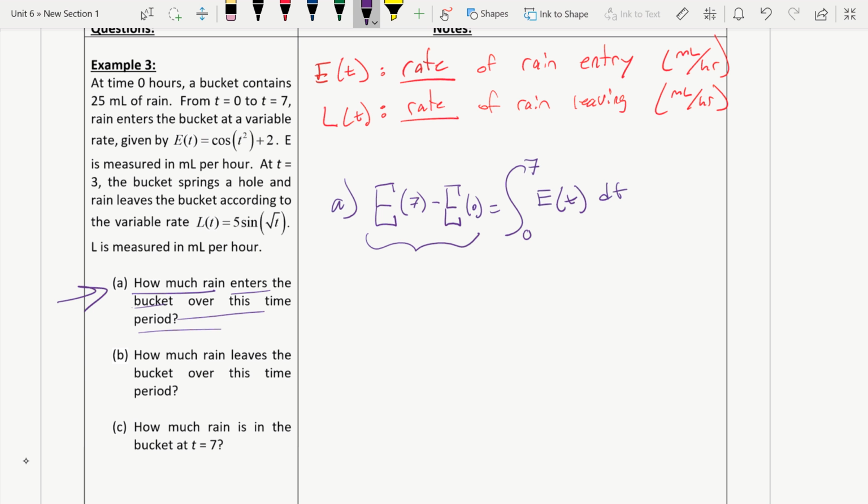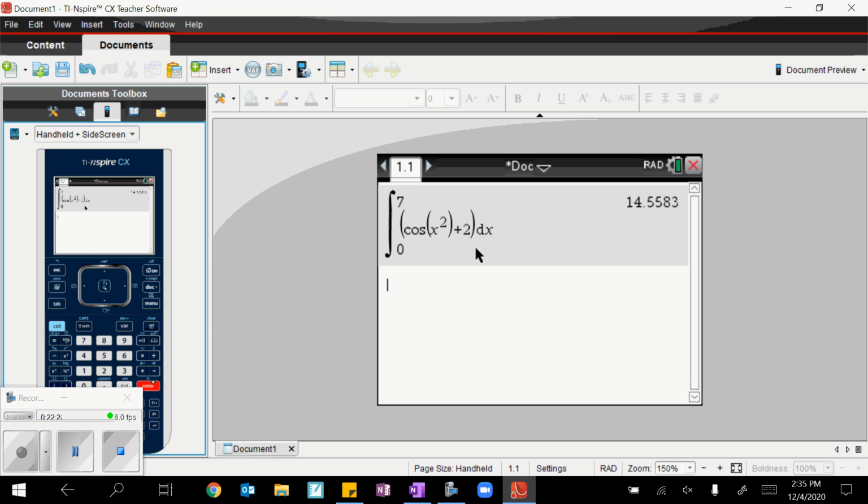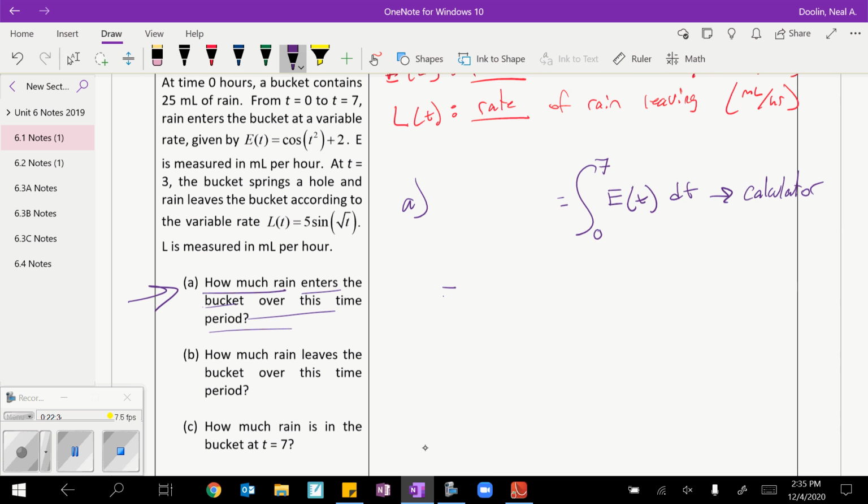So let's evaluate that. We can use a calculator here. You'll see the function is really weird in both of these. That's because these are typically designed to be calculator problems. All right, so here we go. Integrating from 0 to 7, x squared, cosine of x squared plus 2. And we get out our value. That is an amount in milliliters. So the amount of rain that entered the bucket between times 0 and 7 would be that 14.558 milliliters.